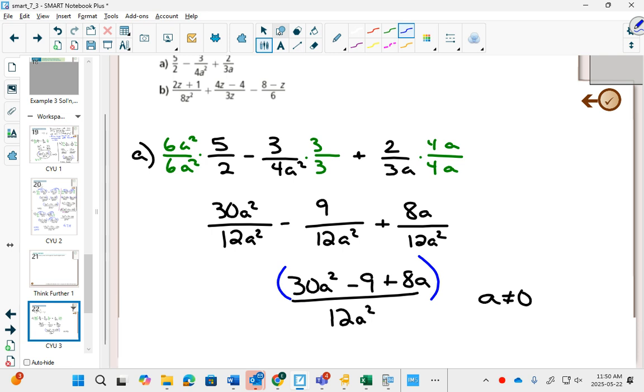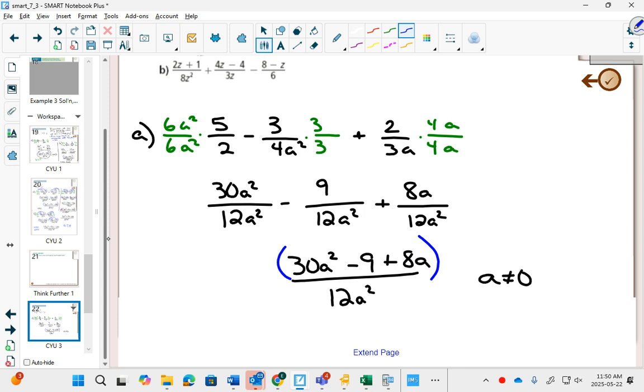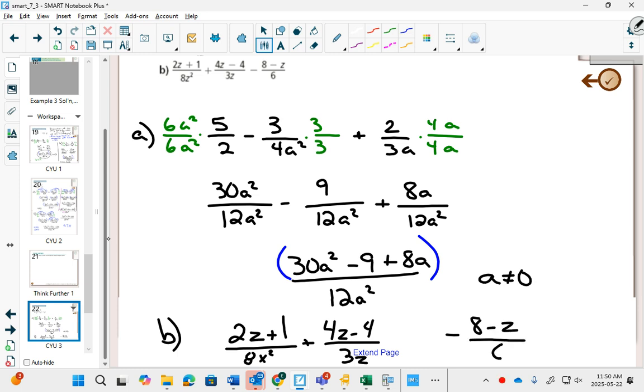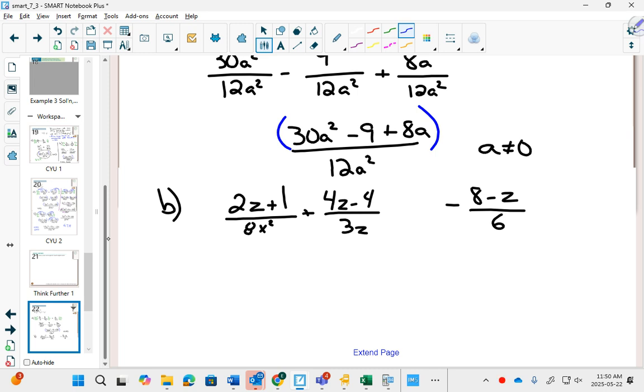B is a little bit harder because, rewrite it first. So B, leave space in front of the first one, 8x squared plus 4z minus 4 over 3z. We'll leave space after that one, minus 8 minus z over 6. All right. Same thing, I'm going to see this gets grouped together, this gets grouped together, this gets grouped together. And in order to add and subtract, I need a common denominator.